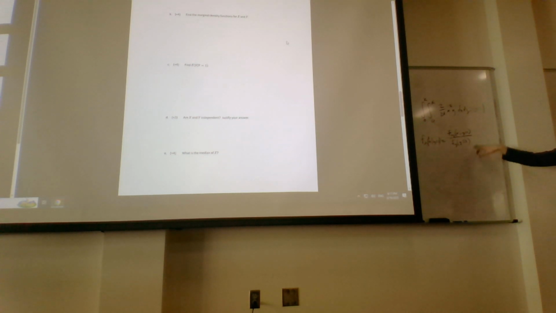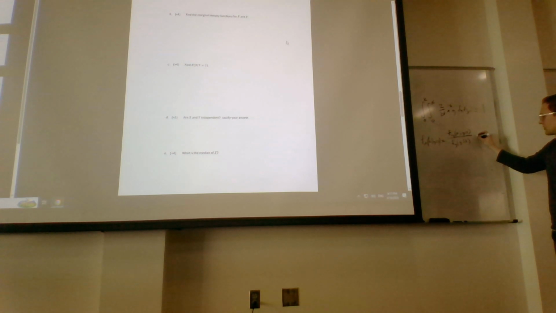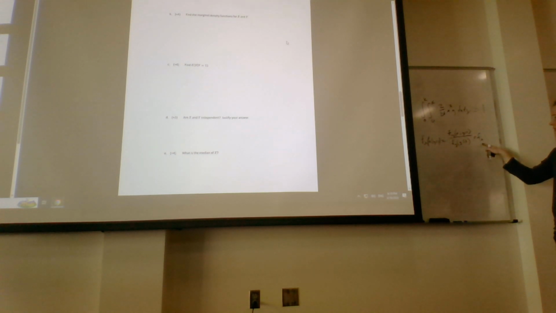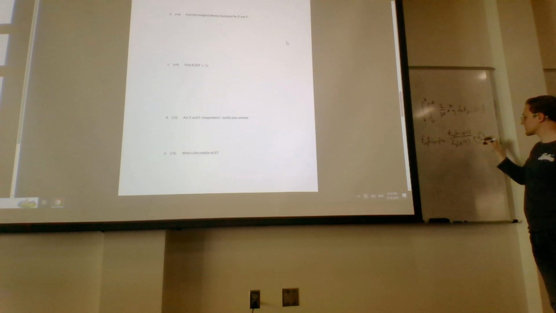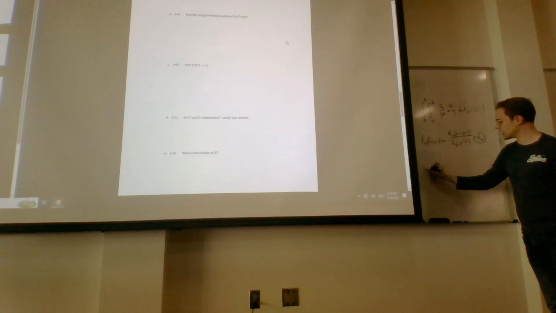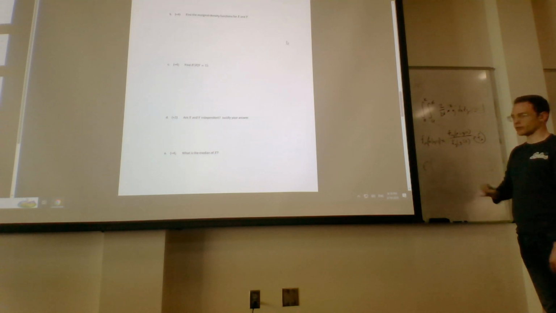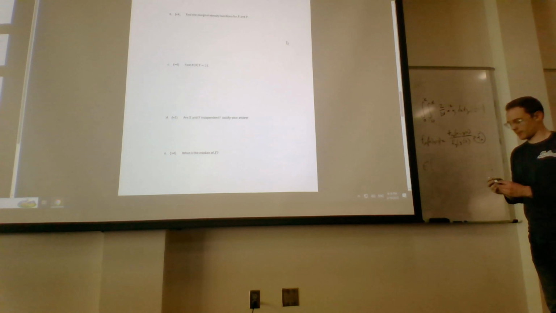Okay, so you would solve for k. At this point, you would have your marginal function for y. Really at this point, you just plug y equals 1 into your joint function and your marginal function for y, and then you get some function in terms of x. And when you have this conditional function, you're going to take the expected value of that function.